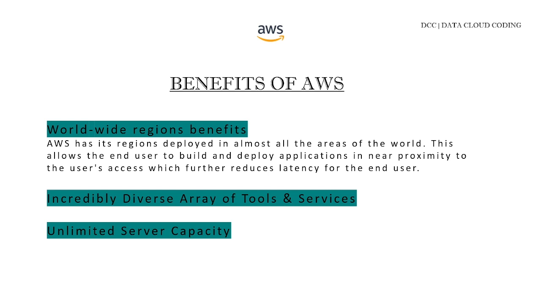And next, we have an incredibly diverse array of tools and services. We have already discussed that we have 200 plus services inside of AWS. We have a long list of tools inside of AWS. We'll see them in the subsequent slide. We get unlimited server capacity, so there is no hard limit on the servers that you want to use inside of AWS. Based on your requirement, you can shrink and increase your capacity as per your business requirements.